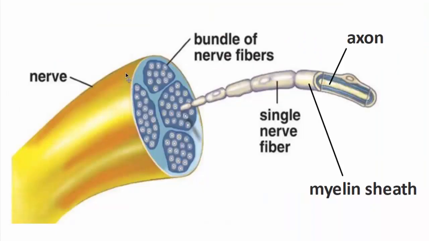As we see here, this is a nerve. The nerve is a bundle of nerve fibers, many bundles. And if we take each nerve fiber alone, it's an axon covered by the myelin sheath. So this is the structure of a nerve.